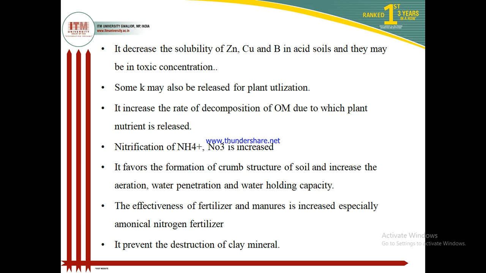It favors the formation of crumb structure of soil and increases aeration, water penetration and water holding capacity. The effectiveness of fertilizers and manures is increased, especially ammoniacal nitrogen fertilizer. It prevents the destruction of the clay minerals.